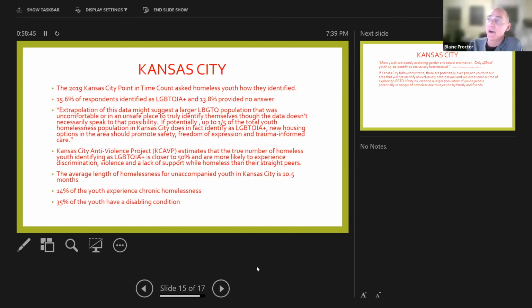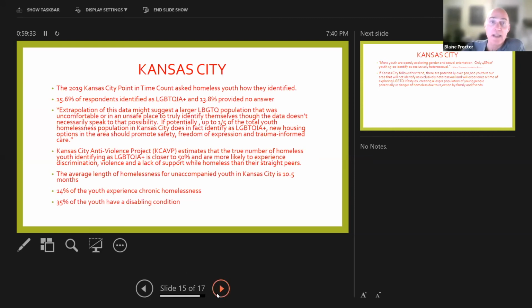New housing options in the area should promote safety, freedom of expression, and trauma-informed care. The Kansas City Anti-Violence Project, or KCAVP, estimates that the true number of homeless youth identifying as LGBTQIA is probably closer to 50%. And they are more likely to experience discrimination, violence, and a lack of support while experiencing homelessness than their straight peers are. The average length of homelessness for an unaccompanied youth in Kansas City is almost 11 months. That's a long time to be on the streets by yourself. 14% of the youth experience chronic homelessness.